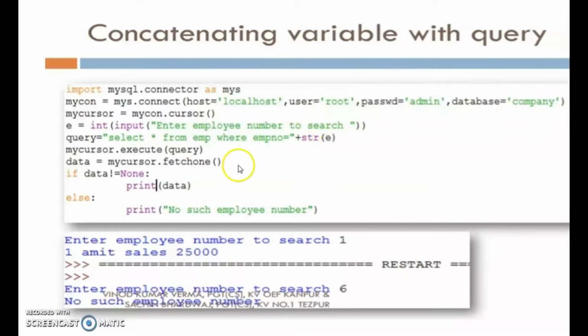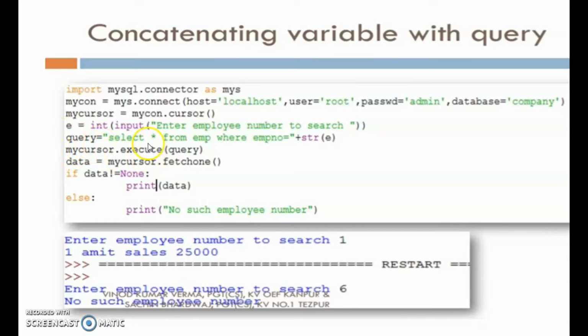As we discussed in the last lecture video, first import mysql.connector as mys. Then mycon is equal to mys.connect, host is equal to localhost, user equal to root, password equal to admin, database equal to company. Then mycursor is equal to mycon.cursor. So mycon is a connect object, mycursor is a cursor object. Then E is a variable that reads the employee number to search. So the employee number you can read into the variable E.